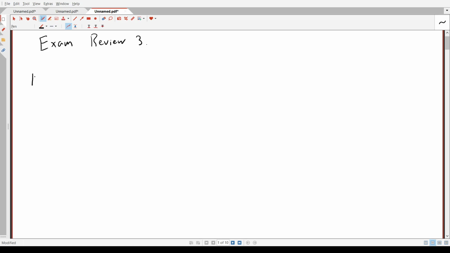So, number 1, find the domain and range of each of the following functions. Part A is the function f of x, y is ln of the square root of 1 plus x squared plus y squared. Incidentally, this is the same as 1/2 ln of 1 plus x squared plus y squared.